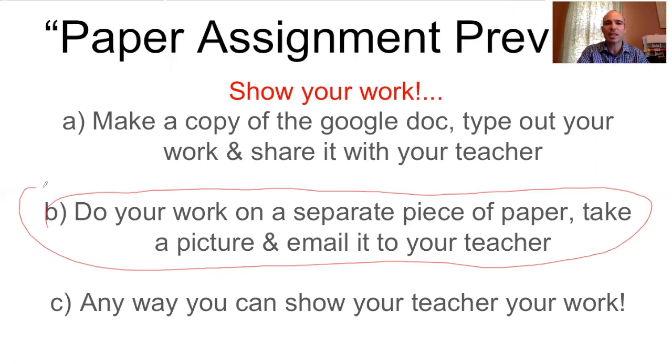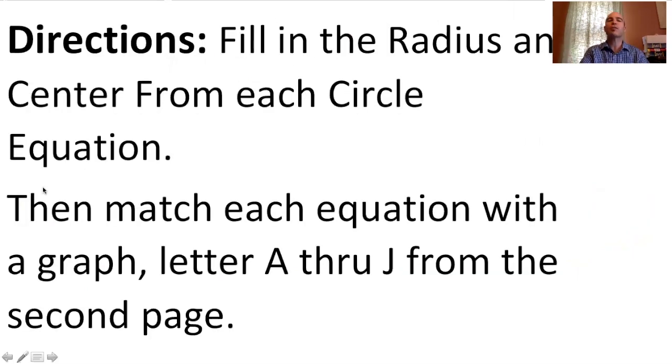So anyway, let's get into that paper assignment. So here are the directions. Fill in the radius and center from each of the equations, for each circle equation, then match each equation with the graph letter.